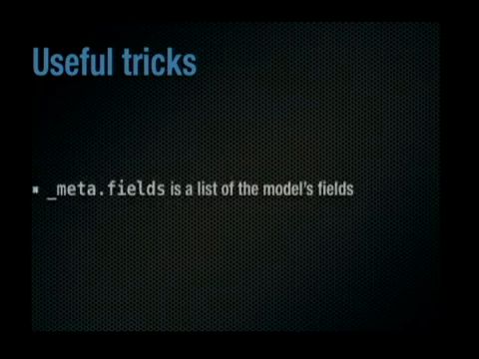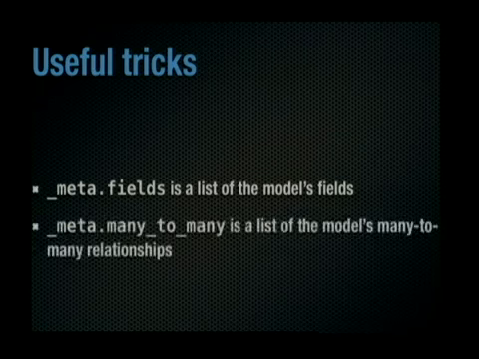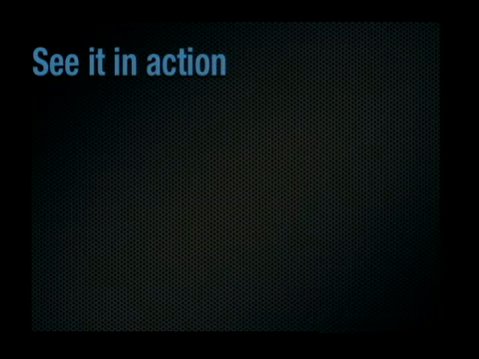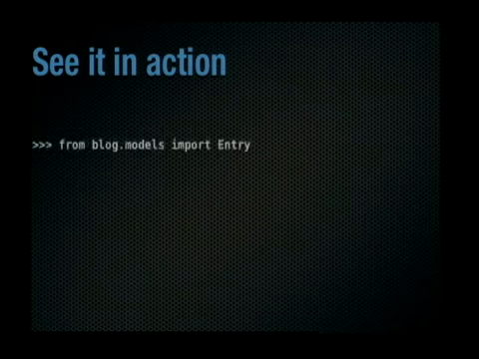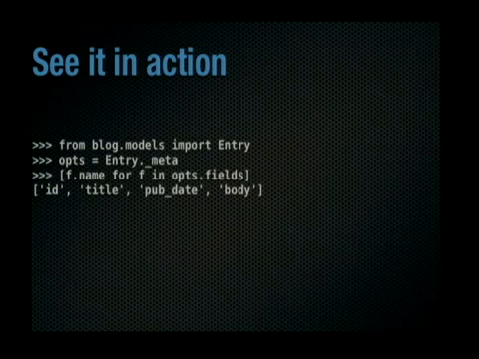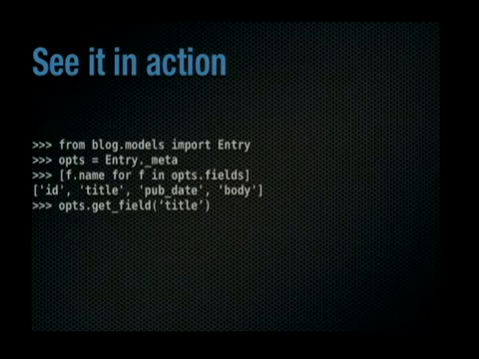Things you can do. _meta.fields is a list of all the fields on your model. _meta.many_to_many is a list of all your many-to-many relations. get_field can return the actual field objects that you can then introspect. So let's say we have our entry model that we wrote a while back. We can get its options. We can look at, well, what's the list of fields on it? There they are. This is how things like the admin and model forms find out what fields your model has.